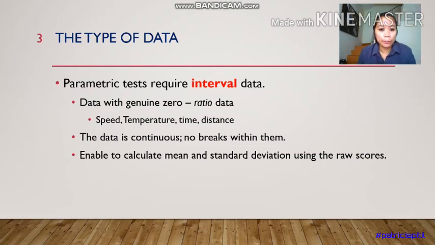It means measurable interval. You can calculate the mean and standard deviation using the raw score. So if you calculate, you can get the number. If the data is not interval, for example ordinal or categorical, like yes or no, or the categories big, yellow, white, that is not interval, it is ordinal or categorical. That suggests you should not use a parametric test.